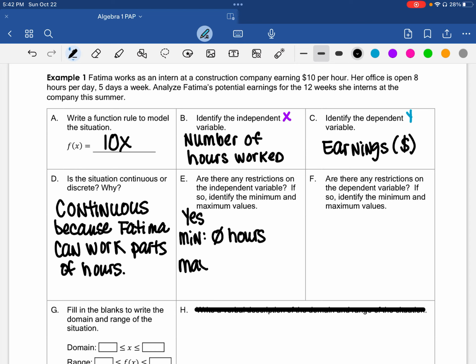Okay. My maximum is going to be 480. Where did I come up with 480?